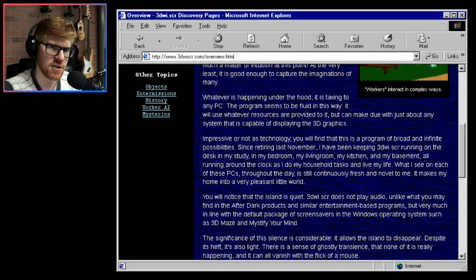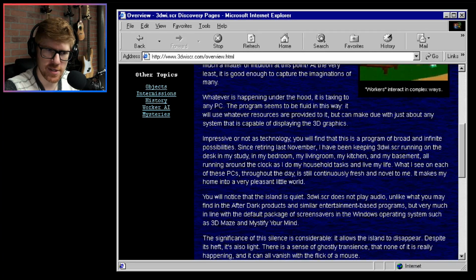Since retiring last November, I have been keeping 3D Worker Island running on my desk in my study, my bedroom, my living room, my kitchen, and my basement, all running on different computers? How many computers do you, first of all, have in '99 or whatever this is? Secondly, just on all the time. All running around the clock as I do my household tasks and live my life.